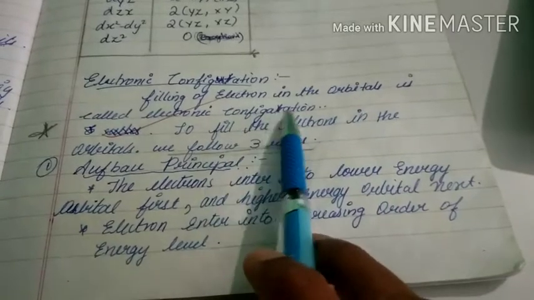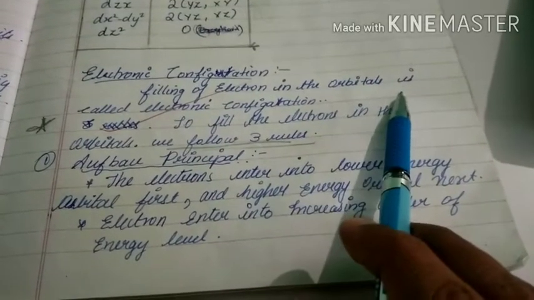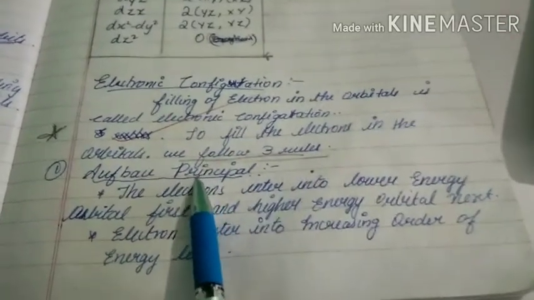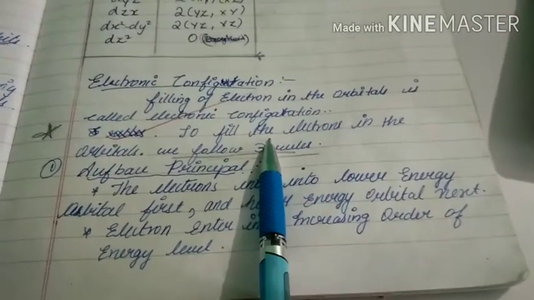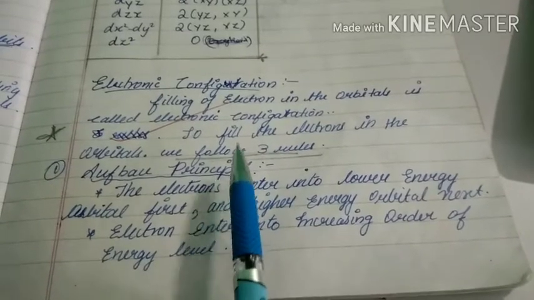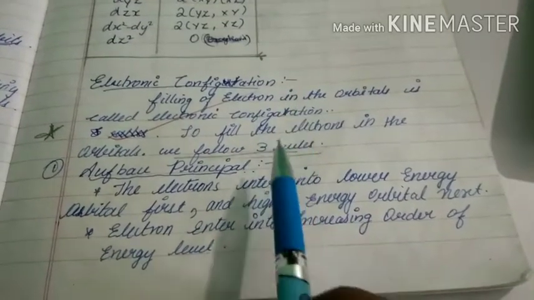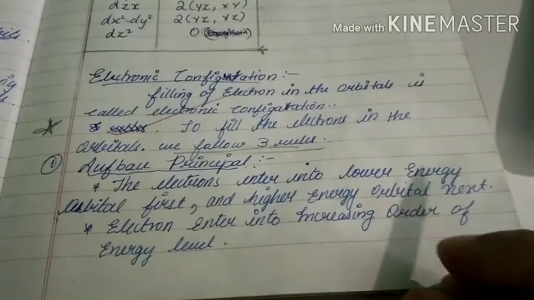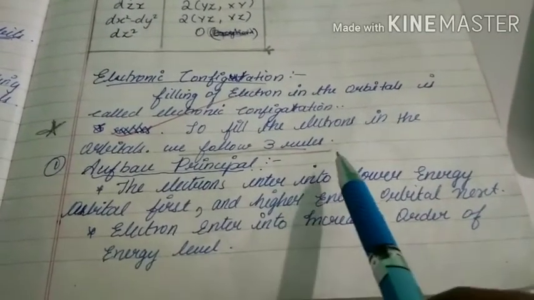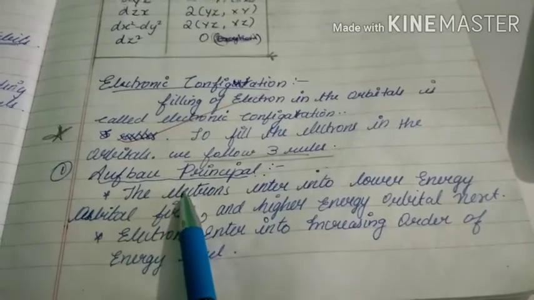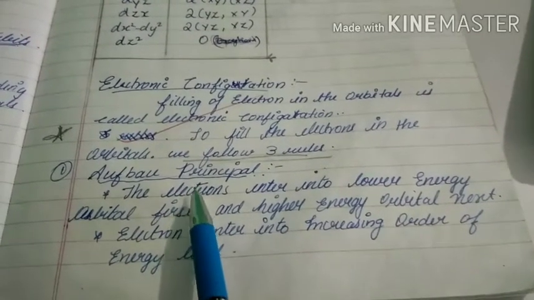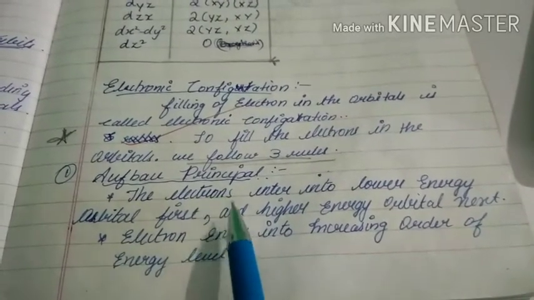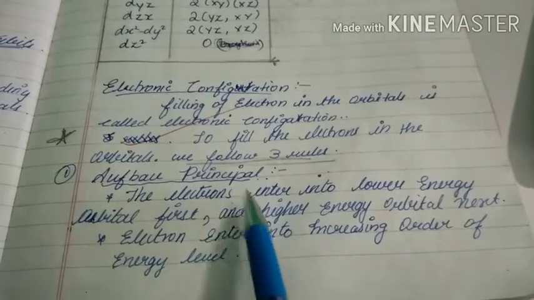Filling of electrons in the orbitals is called electronic configuration. There are three rules to follow where to fill the electrons in the orbitals. They are Aufbau principle, Hund's principle, Pauli's principle. Now we have to discuss those three.